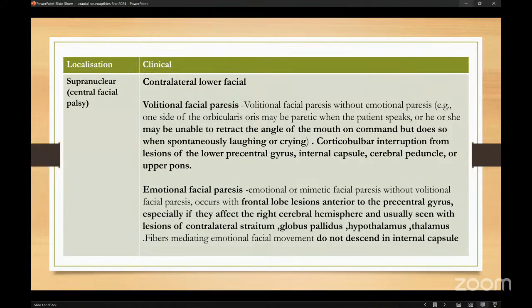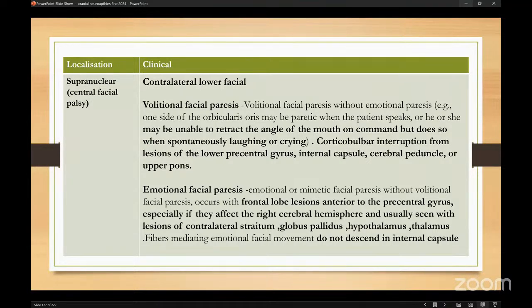Okay, that is volitional. On asking, if there is a facial paralysis noted, that is a volitional facial paralysis. But on laughing or smiling or crying, it becomes normal. So usually these fibers pass through the lower precentral gyrus, internal capsule, cerebral peduncle and upper pons.